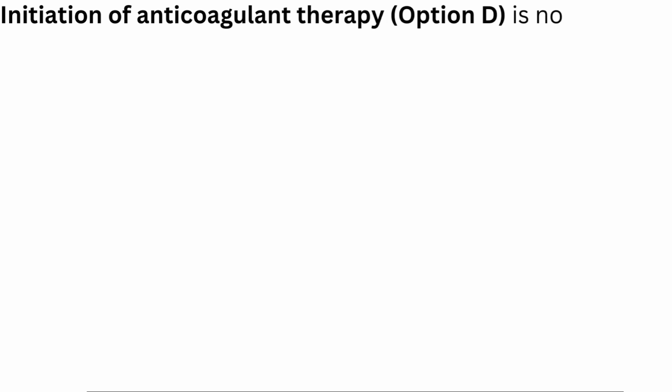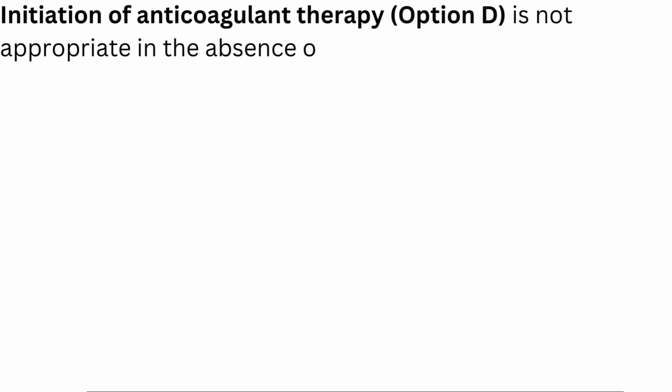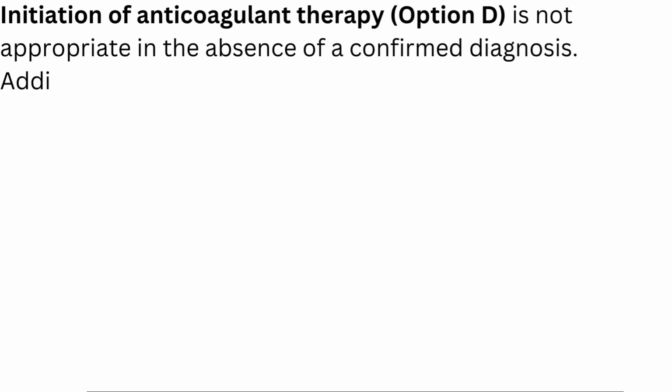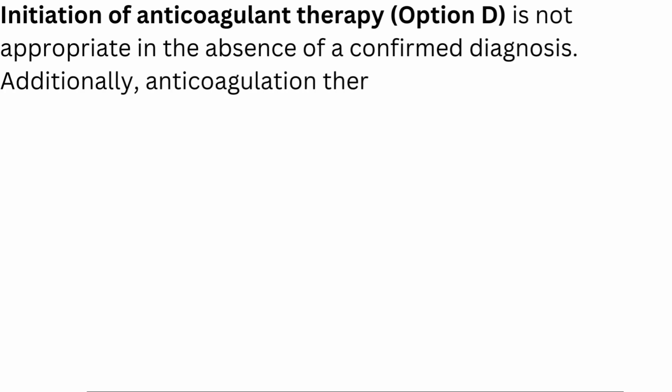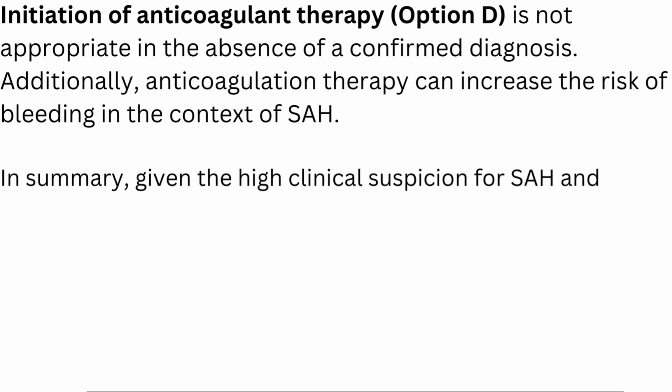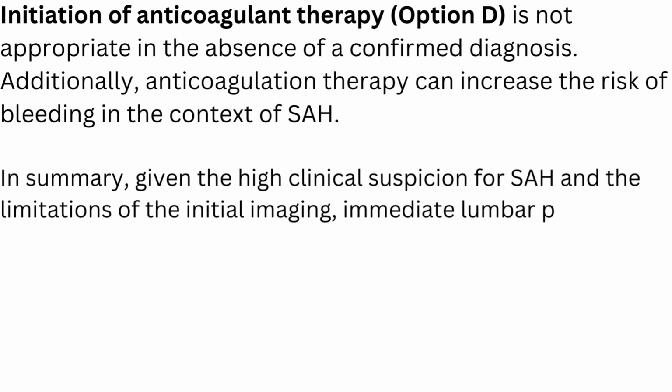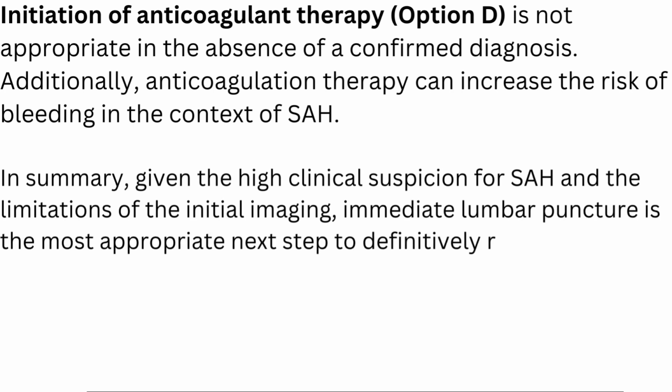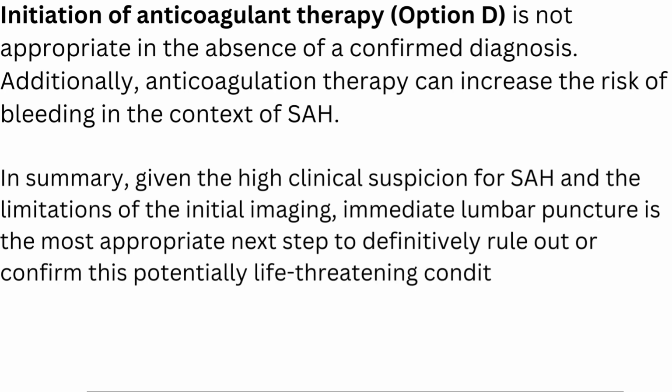Initiation of anticoagulant therapy, option D, is not appropriate in the absence of a confirmed diagnosis. Additionally, anticoagulation therapy can increase the risk of bleeding in the context of SAH. In summary, given the high clinical suspicion for SAH and the limitations of the initial imaging, immediate lumbar puncture is the most appropriate next step to definitively rule out or confirm this potentially life-threatening condition.